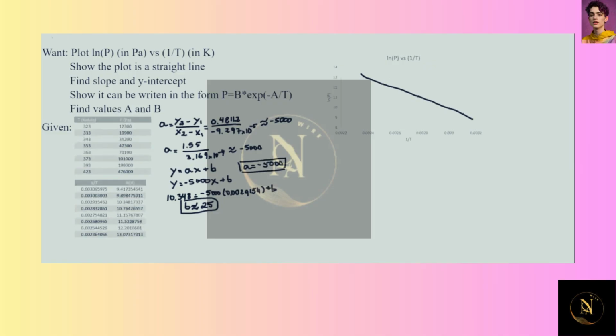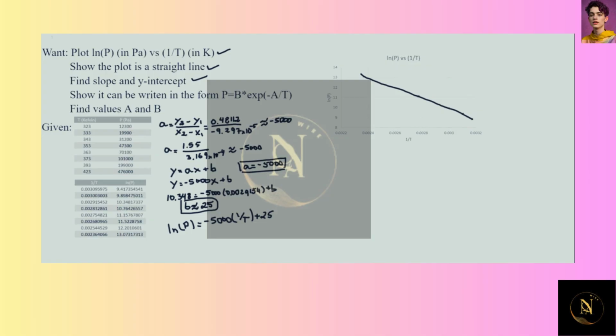So what we're going to do next, so we did this, and we found the intercept. So next we're going to prove that we can write the final equation, just to be consistent. So ln of p is going to be equal to minus 5,000, x was 1 over t, plus 25.